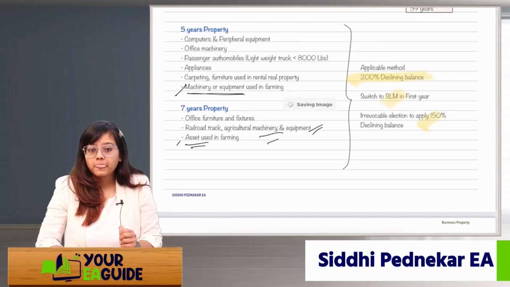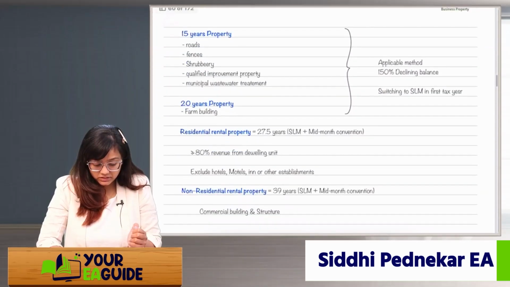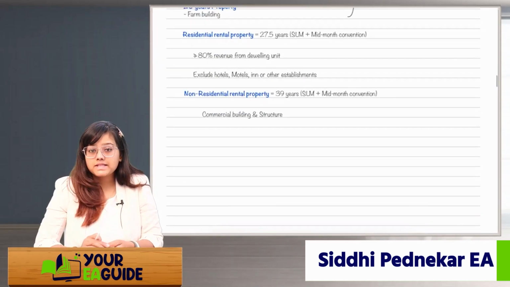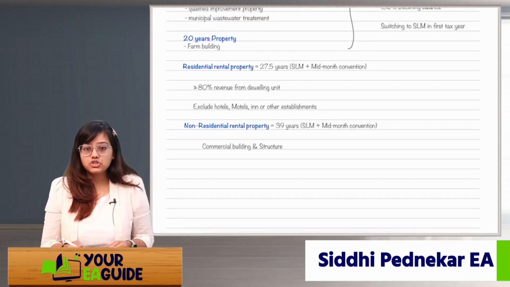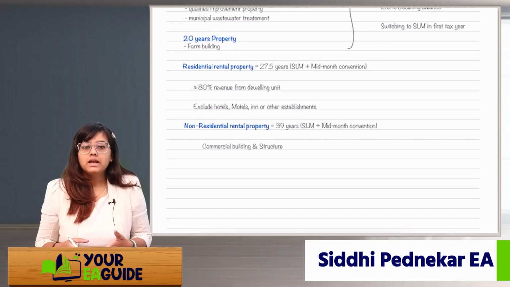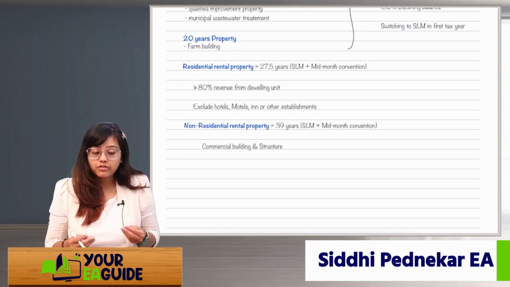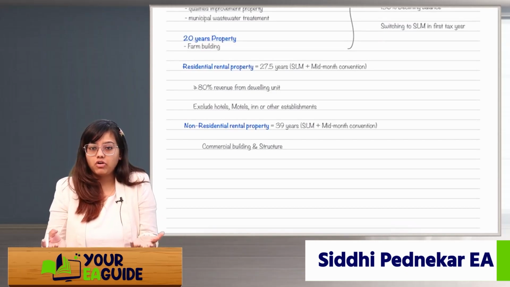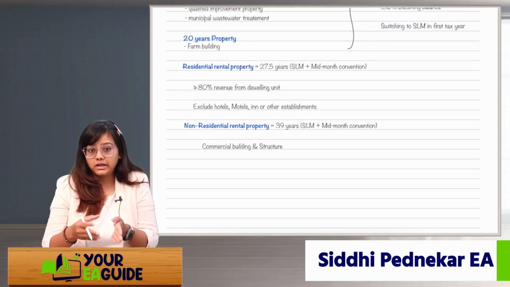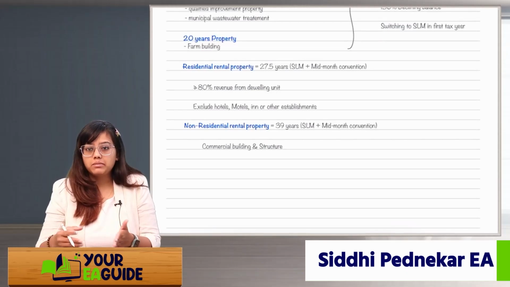All right. Next is non-residential rental property. Means what? If you have rented some property and it is used for commercial purposes, like people are not using it for residential, for living, right? The building has been rented and where the office structure is there, right? So 39 years will be used and mid-month convention.